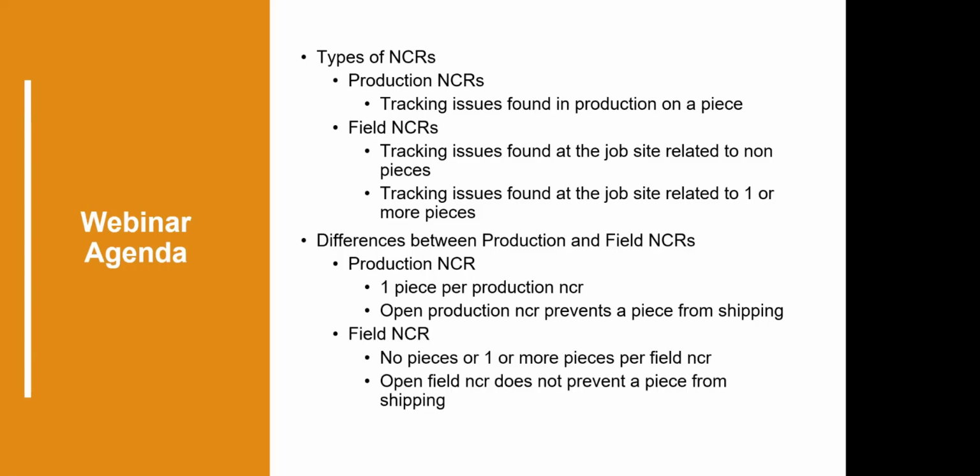With field NCRs, again, they can either have no pieces or one or more pieces tied to them. And open field NCRs do not prevent a piece from being shipped. So you can have a production NCR that is going to actually be addressed and fixed once it gets to the job site. And so there is a way where you can take a production NCR and convert it into a field NCR. And then that would automatically release the piece for shipping.